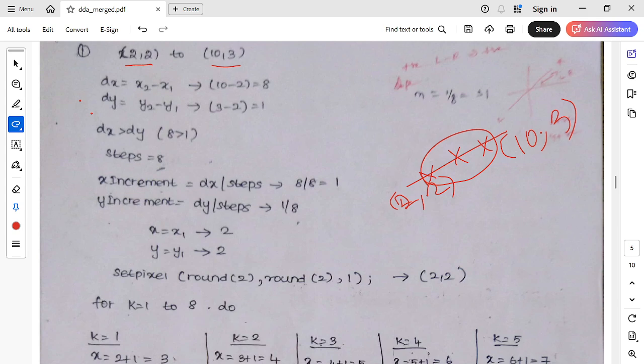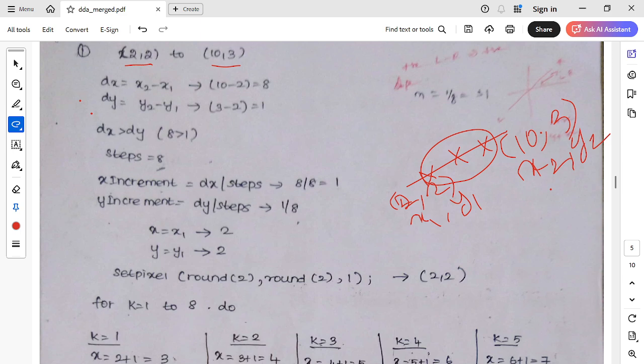So dx is nothing but x2 minus x1. Consider this to be x1 comma y1, and this one is x2 comma y2. So first one is x2 minus x1: x2 is 10 minus 2, and next is y2, which is 3 minus 2. So dx is 8 and dy is 1. You're going to check whether the absolute value of dx is greater than dy. The dx value is 8, which is greater than 1. So my steps is going to be 8.